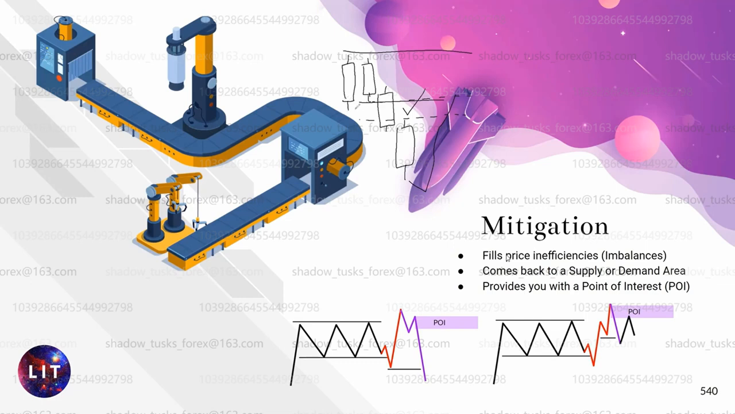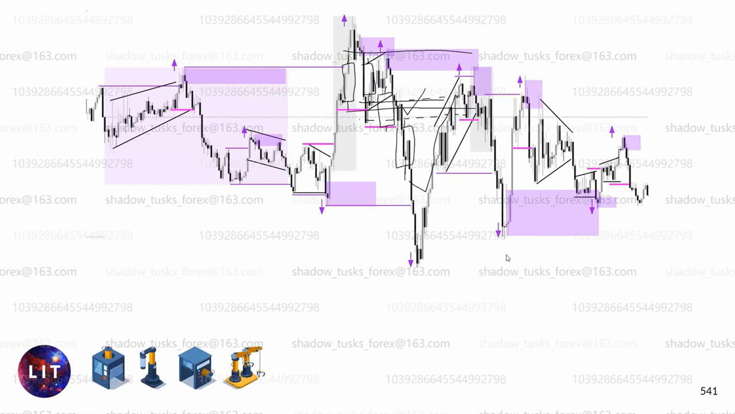Boom, boom. Then your demand zone would be like that. Your supply zone would be like that, sorry. It provides you with a point of interest. So let's look at our mitigations. Let's take all that stuff off the screen.